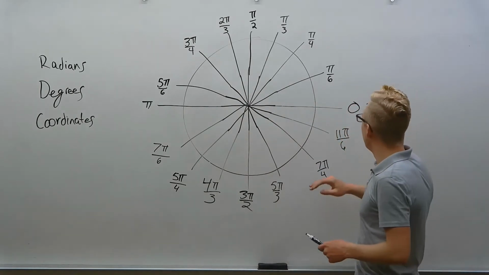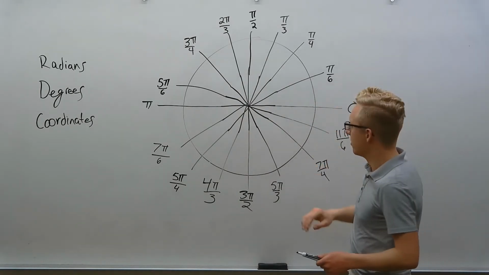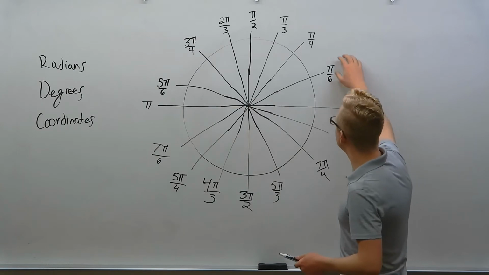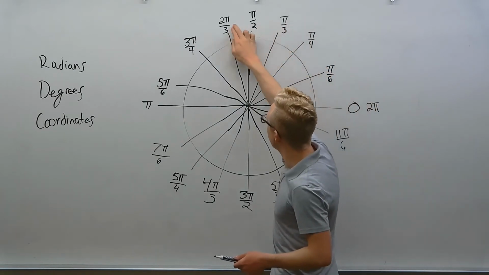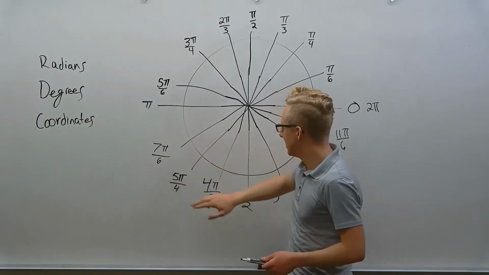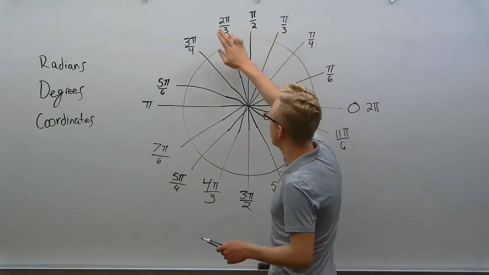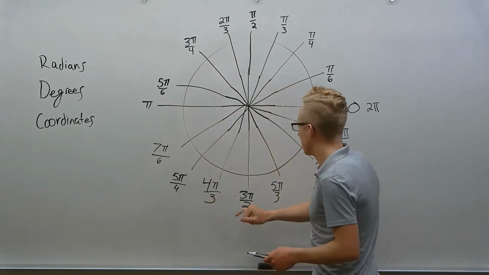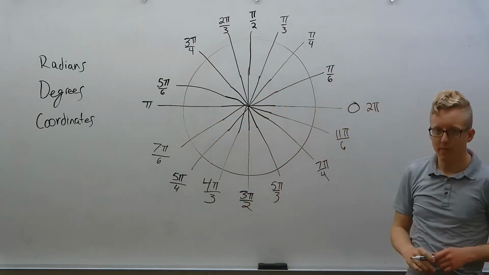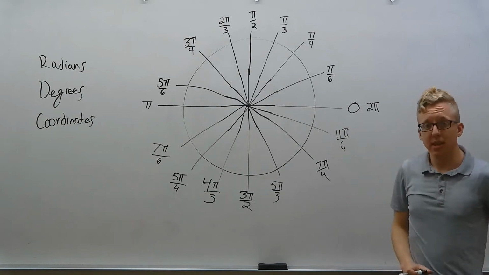Okay, so the two patterns were the pi sixths and the pi fourths. With pi sixths, we could go 1 sixth, 2 sixths, 3 sixths, 4 sixths, 5 sixths, 6 sixths, 7 sixths, and so on. With the pi fourths, we can go 1 fourth, 2 fourths, 3 fourths, 4 fourths, 5 fourths, 6 fourths, 7 fourths, and 8 fourths. Okay? That's radians. Let's talk about degrees.